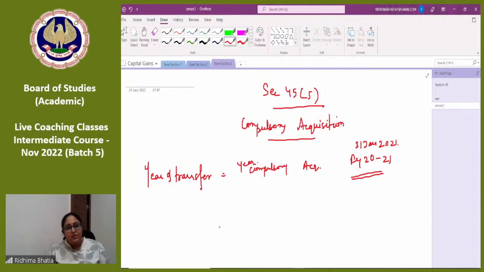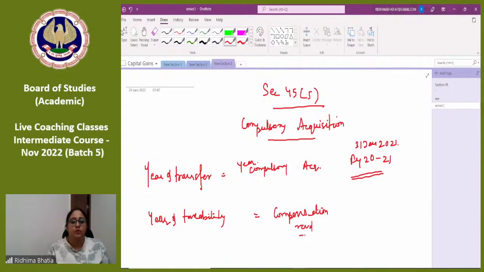It may happen in the same year or in a different year, probably after 2 months, 3 months, 6 months, 6 years. You never know. So the government says, with the same concept, that when the inflow comes to you, when the money comes to you, then pay the tax. So the year of taxability would be when the compensation is received. Suppose the compensation was received after 9 months, in September 2021. Then my year of taxability would be financial year 21-22.